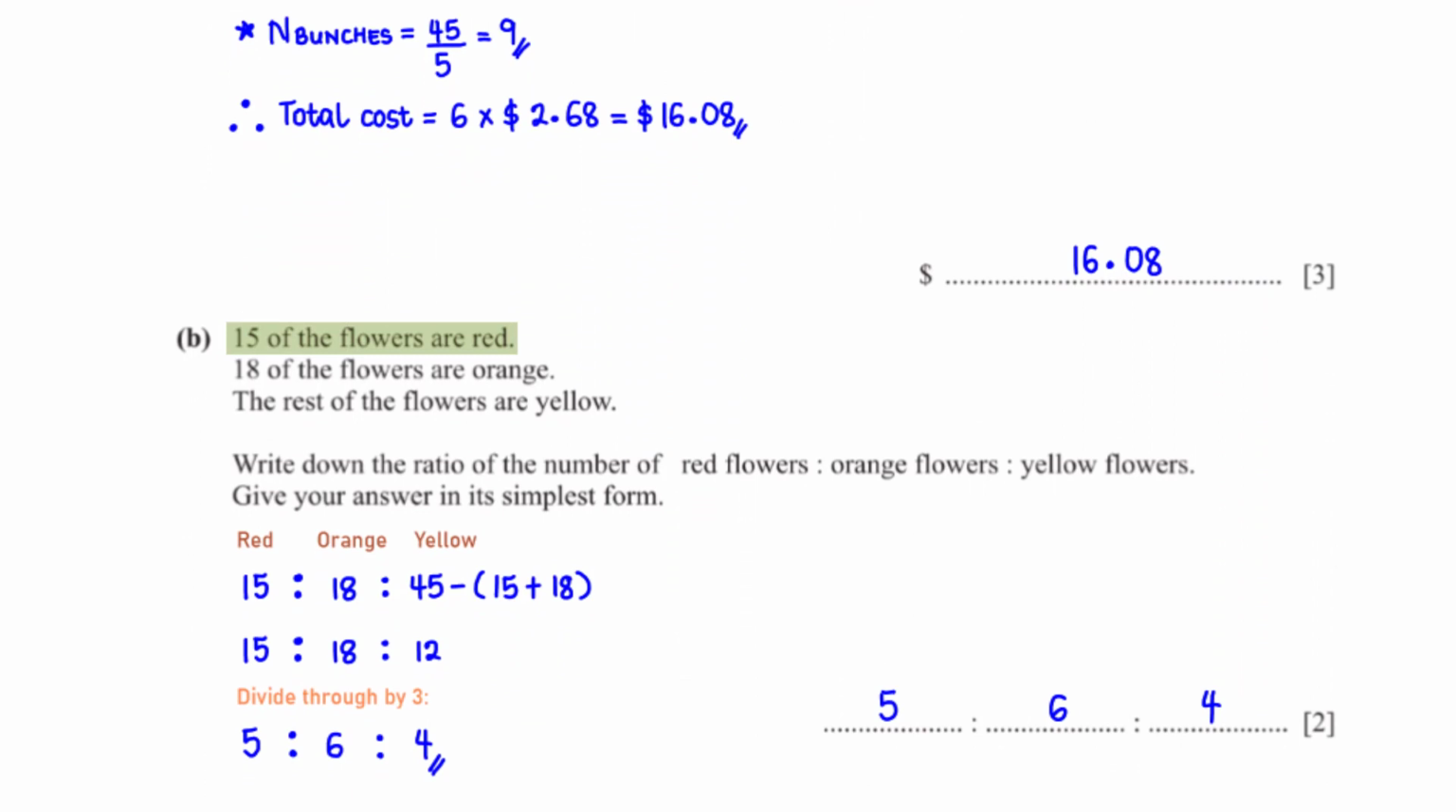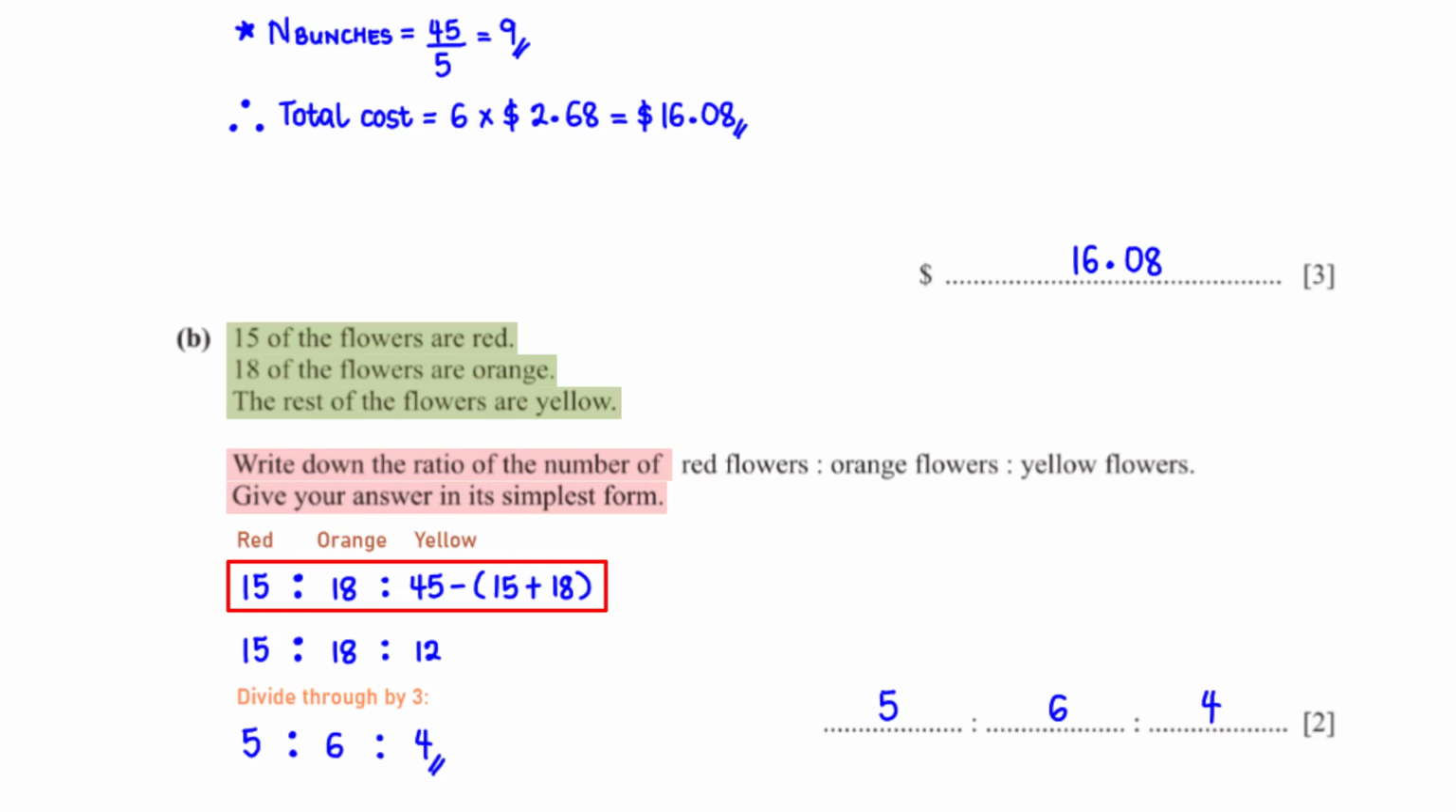15 of the flowers are red. 18 of the flowers are orange. The rest of the flowers are yellow. Write down the ratio of the number of red flowers to orange flowers to yellow flowers. Give your answer in its simplest form.